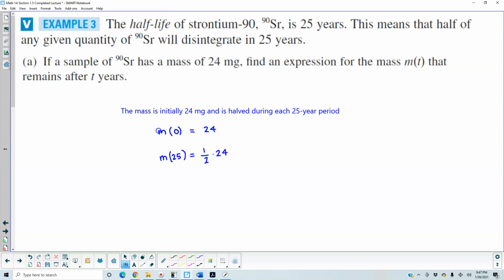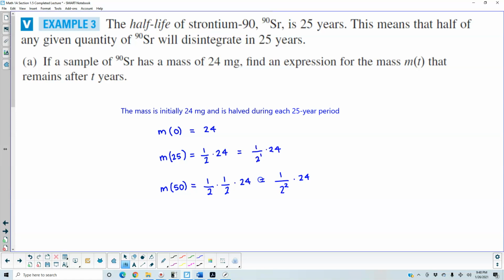Now, if we go another 25 years, you add 25 to 25, so we're going to find M of 50. And so that equals 1/2, and that means we're multiplying it by another half, times 24. So we can rewrite this as 1/2 to the second power times 24. Same thing over here, this is going to be 1/2 to the first power times 24.